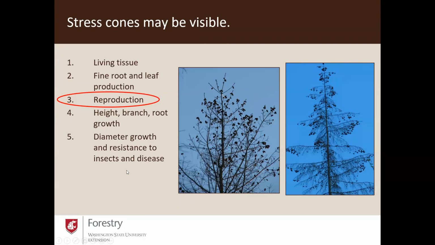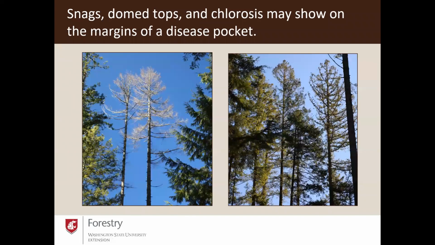when trees are running out of resources because their roots are compromised and can't take up enough water and nutrients, the lowest priority is diameter growth and resistance to insects and diseases, and then height, branch, and root growth. So as resources become more and more limited, the height growth is going to start to decrease. Each year that height growth increment is going to get shorter and shorter, which creates that rounded appearance. That doesn't always happen, but it is one of the things that I look for if I'm trying to determine if there might be root disease present in a stand.